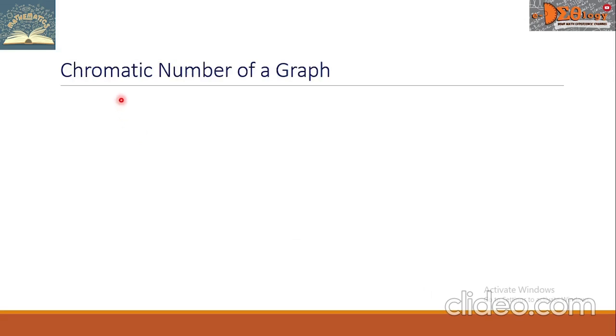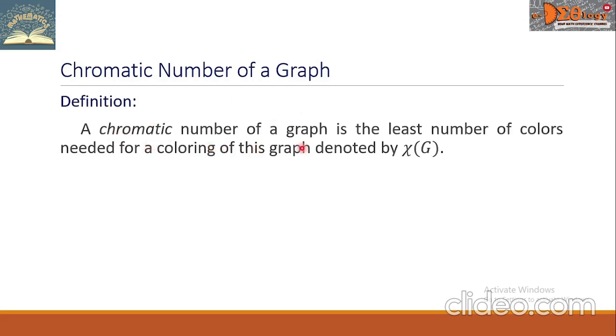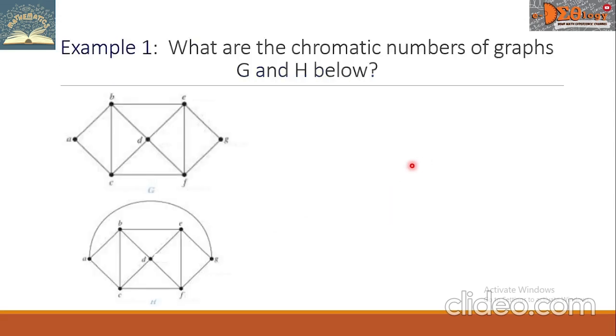Let us now define chromatic number of a graph. A chromatic number of a graph is the least number of colors needed for a coloring of this graph, denoted by χ(G). This χ here is a Greek letter read as chi. So we read this now as chi of G. Let's have example 1. What are the chromatic numbers of graphs G and H below? This is graph G and this is the graph H respectively.